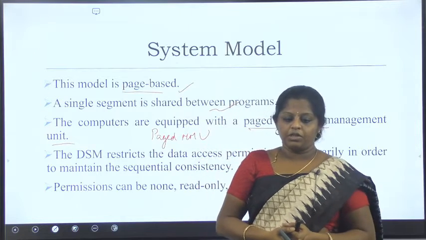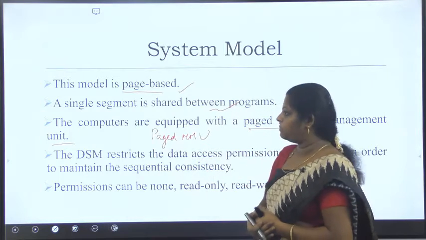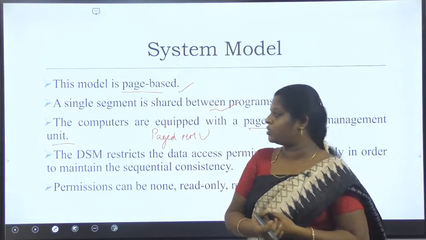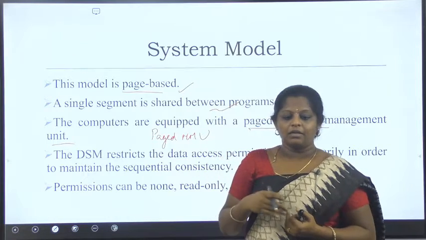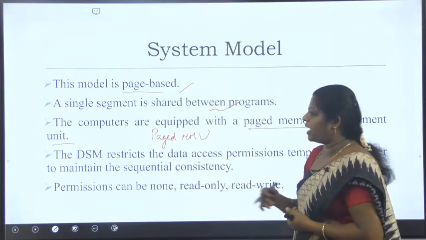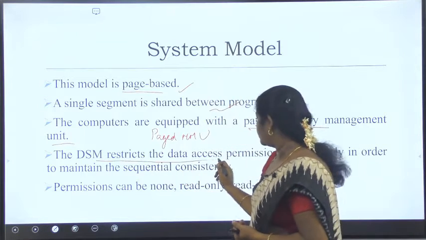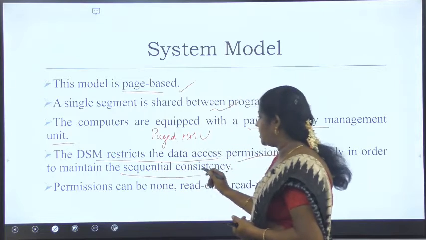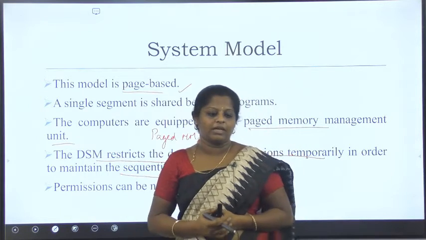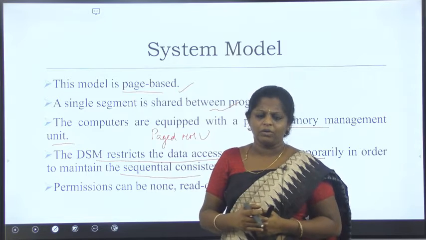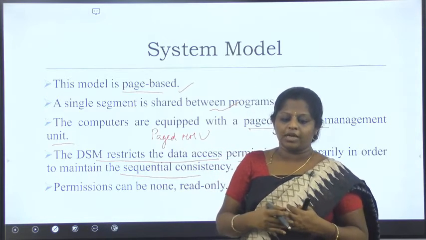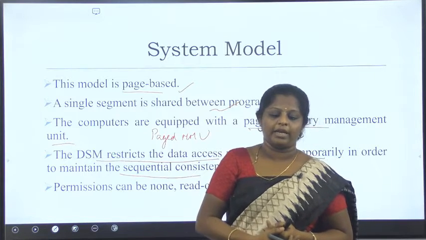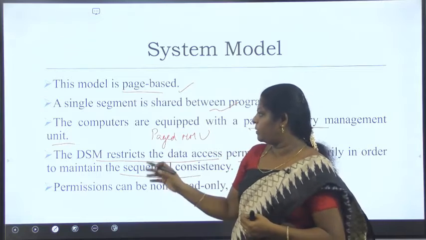And we spoke about the distributed shared memory pages, right? The same page frame can be used in the page table by different processes. The DSM can restrict the data access temporarily, that means the permissions, in order to maintain sequential consistency. There is always a restriction in the data access. Why? Because, in order to maintain sequential consistency when the processes read and write operations on the data, it needs to restrict the data access.